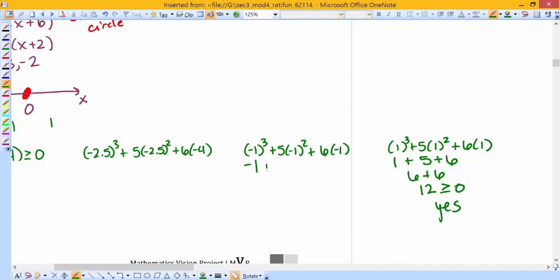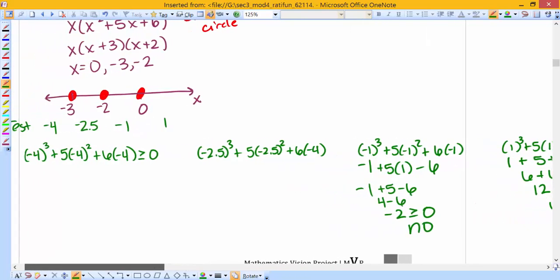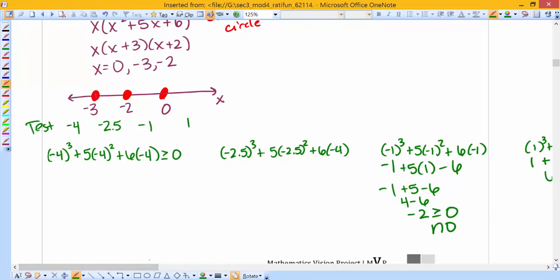Negative 1 plus 5 times positive 1 minus 6. Negative 1 plus 5 minus 6. This is positive 4. 4 minus 6 gives me negative 2. Is that greater than or equal to 0? Nope. In a minute, I'm going to show you what to do with those. Oh my gosh, I'm messing up left and right here.